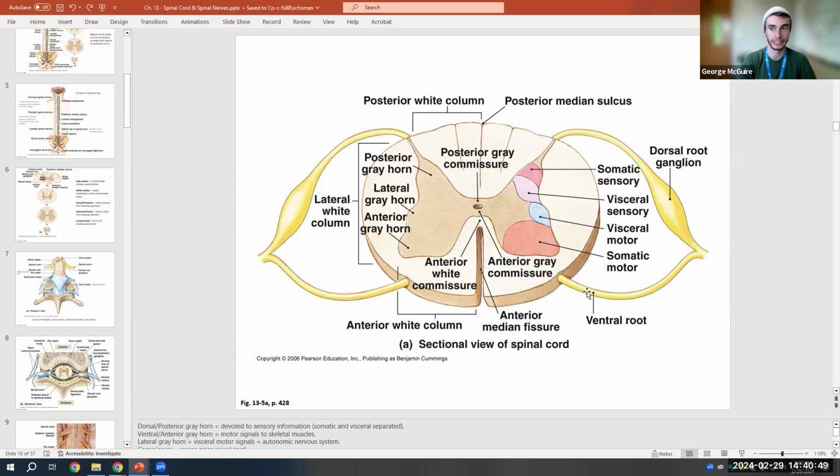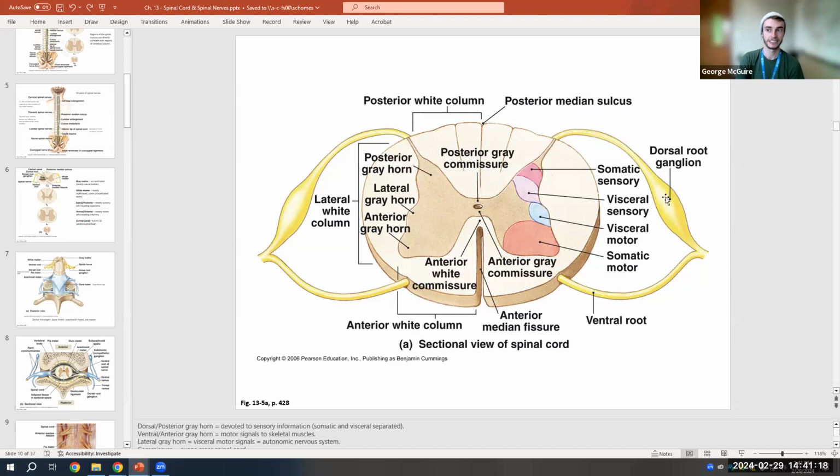So motor information will leave through our ventral roots, or I guess, never mind, that would be incorrect to say. No, that is true. I was thinking about the groupings of things. So most of our motor information is leaving through ventral roots to then go to the parts of the body that are going to respond to it. And most of our sensory information is going to enter through these dorsal roots.